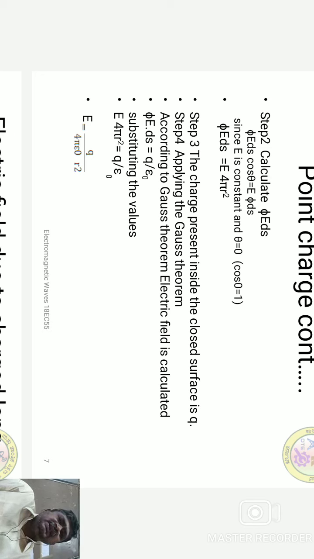So electric field E is equal to 1 upon 4 pi r square into q upon epsilon naught, or in other words we can write it as E is equal to 1 by 4 pi epsilon naught into q by r square. So this is the expression for the electric field due to a point charge, calculated using the Gauss theorem. This is one of the applications. Now let us move on to another application.